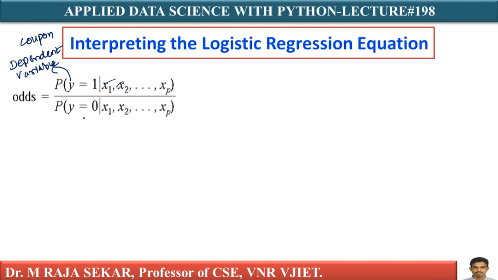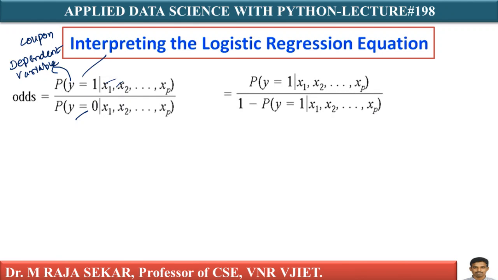Here, y equal to 1 means using coupon, and y equal to 0 means not using coupon. This can be written as P of y equal to 1 divided by 1 minus P of y equal to 1, isn't it? It is just similar to P by 1 minus P. It's simple and straightforward. P by 1 minus P.